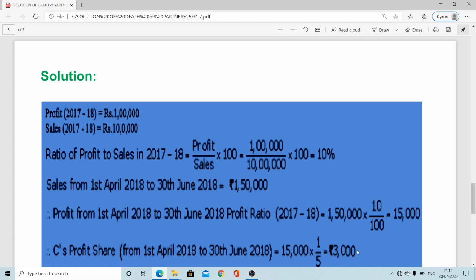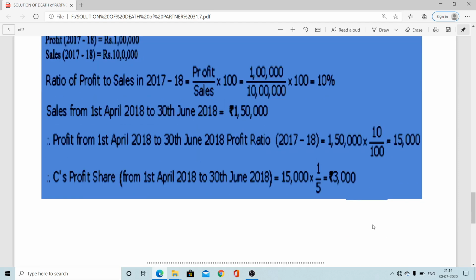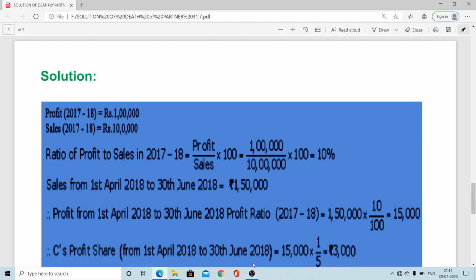Now in the subsequent class, we will consider a full practical numerical problem, which will give a full idea to our learners. I think this will help all the learners understand how to calculate the share of profit of a deceased partner, as well as what the major accounting steps are that we have to consider in this chapter. Now I am going to conclude this session. Okay, thank you very much.